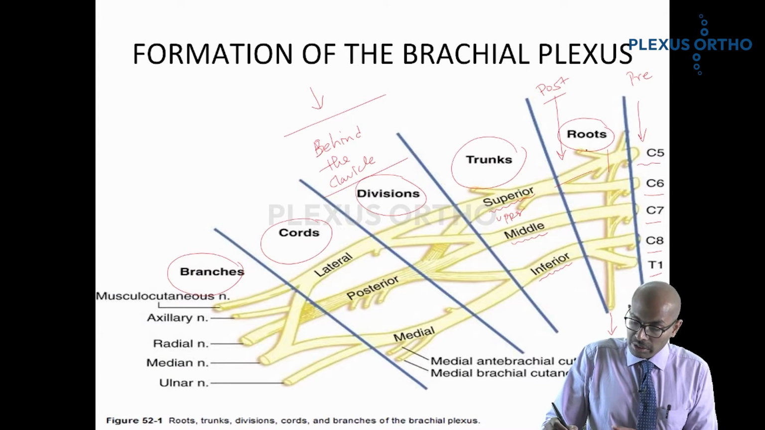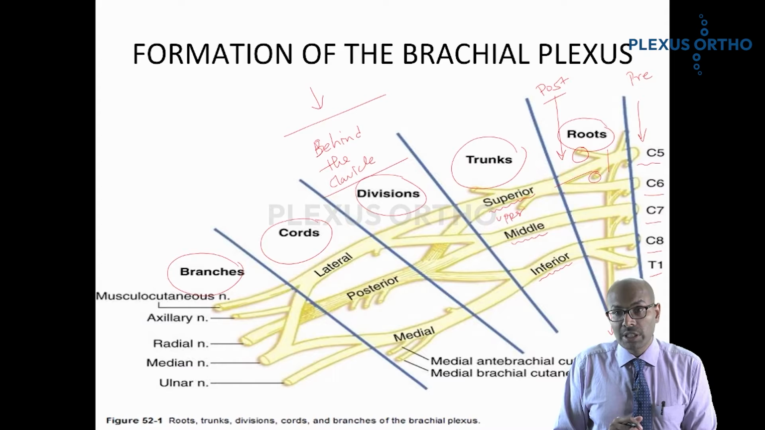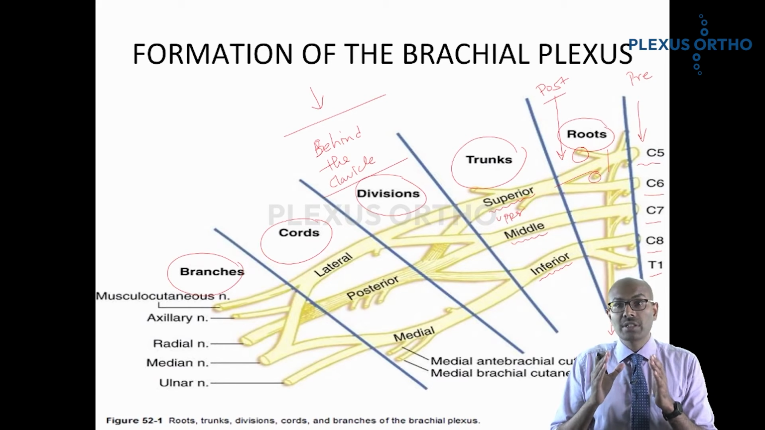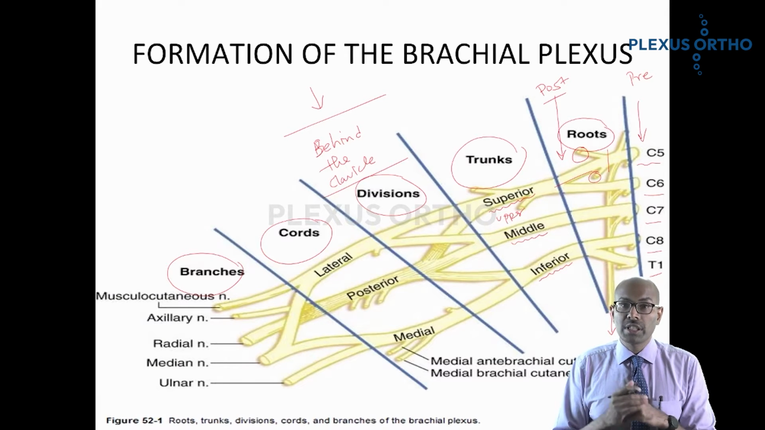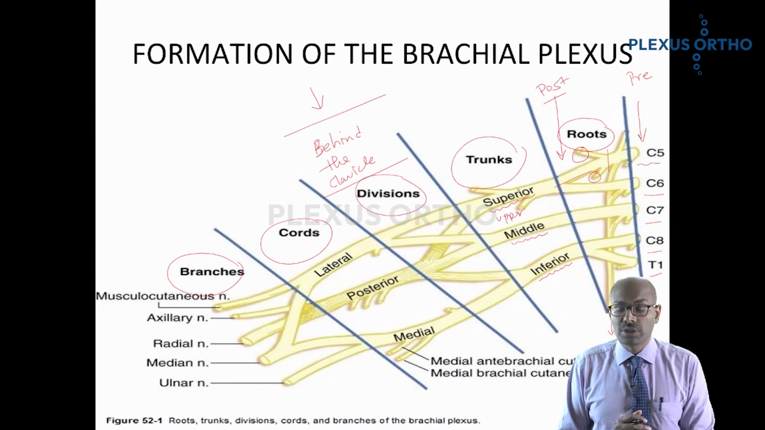What are the other branches? This branch is the nerve to the rhomboids, the dorsal scapular nerve. So these branches help in the protraction of the scapula, and therefore they are also a good clinical indicator to diagnose preganglionic injuries. If they are intact, then it is a postganglionic injury. If the protraction of the scapula is absent and rhomboids are not working, then it indicates a preganglionic injury. So these are the two branches from the roots.